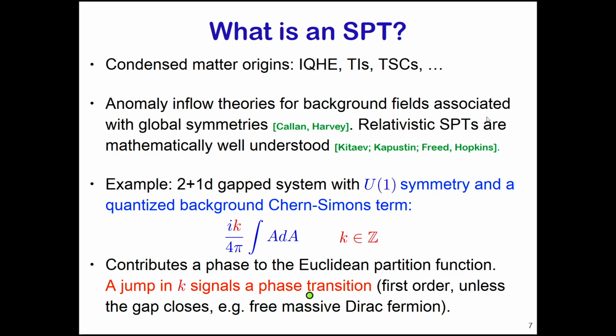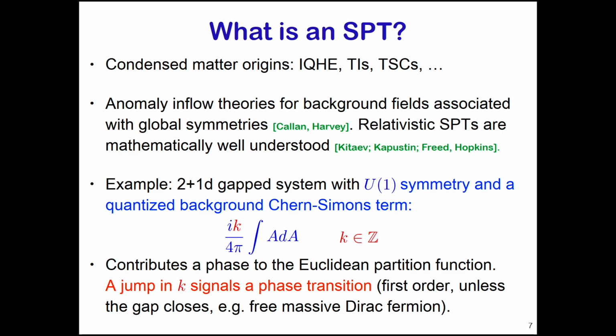So a simple warm-up example, just to jog your memory, is a 2+1-dimensional theory with a U(1) symmetry and a background Chern-Simons term. So this is a non-dynamical Chern-Simons term, which captures some kind of response. And here you have a quantized coefficient k. And the main utility of this quantized coefficient is that it can diagnose phase transitions.